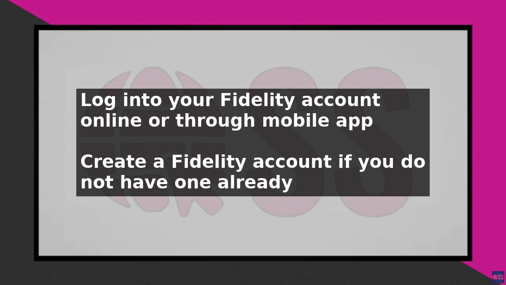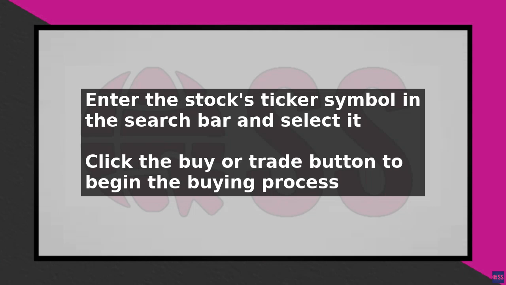Next, enter the ticker symbol of the stock you want to buy in the search bar and select the correct stock. From the search results, on the stock's detail page, you will see a button that says Buy or Trade. Click on this button to begin the buying process.